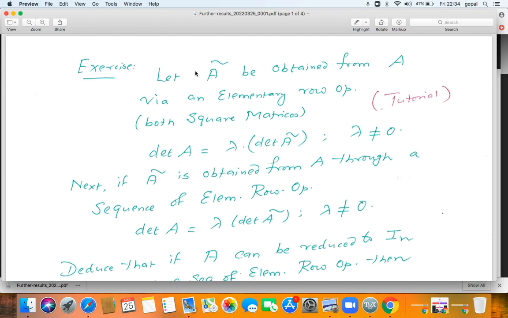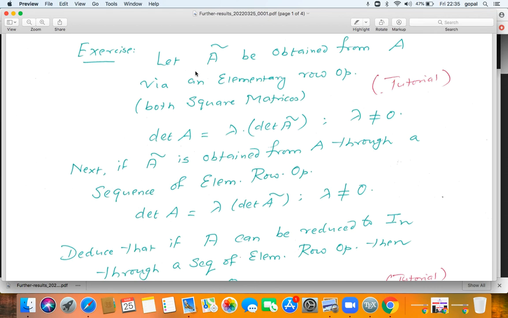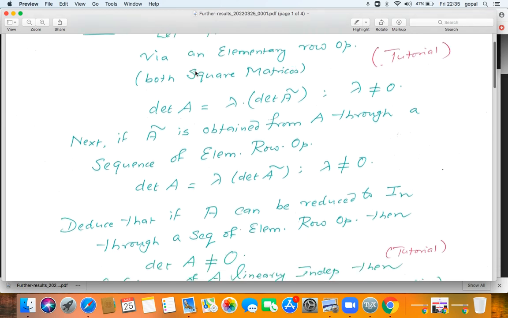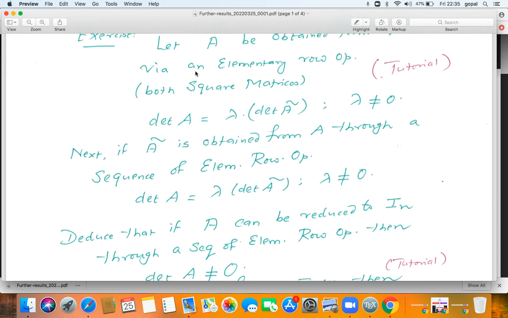Now suppose A tilde is obtained from A by a sequence of elementary row operations. The same logic will continue. You keep applying this rule again and again, and you will get that determinant of A is again lambda, a different constant lambda, times determinant of A tilde, lambda not equal to 0. Now from here, what do we get? Suppose you take a square matrix A and you reduce it to I_n, the identity matrix, through a sequence of elementary row operations. Then the determinant of A cannot be 0. Now recall that if you can reduce A to I_n through a sequence of elementary row operations, then that matrix A must be invertible.